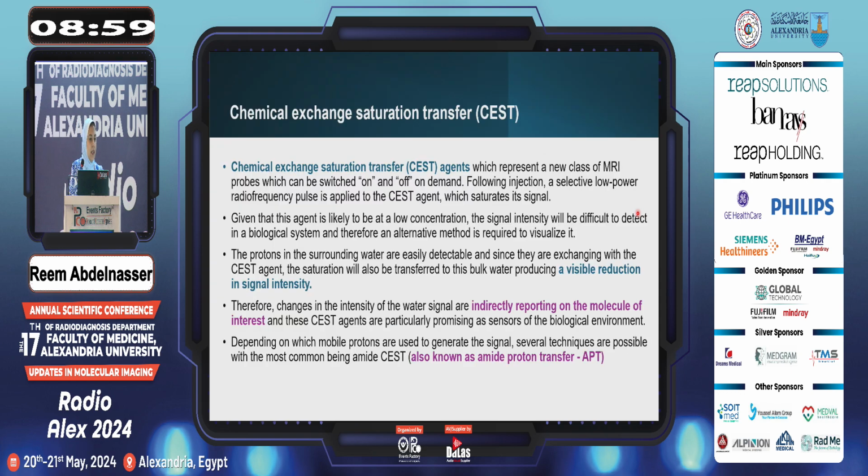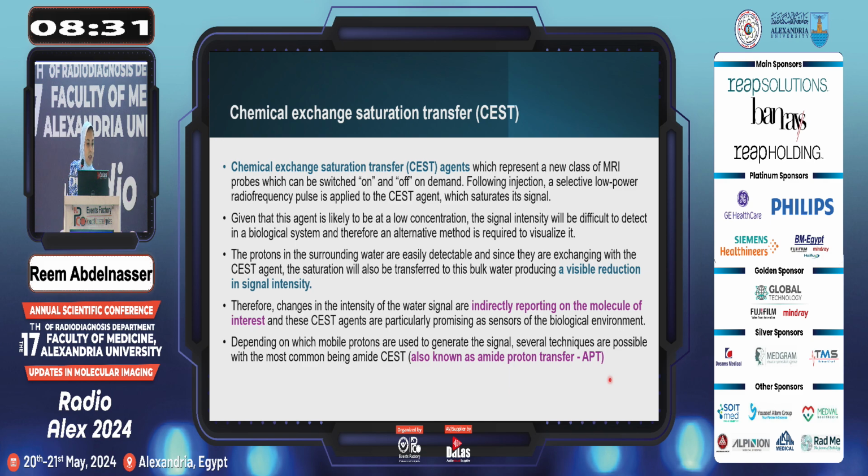The second topic is chemical exchange saturation transfer. These agents represent a new class of MRI probes which can be switched on and off on demand. Following injection, a selective low-power radiofrequency pulse is applied to the CEST agent which saturates its signal. Given that this agent is likely to be of low concentration, the signal intensity will be difficult to detect in a biological system, and therefore an alternative method is required to visualize it.